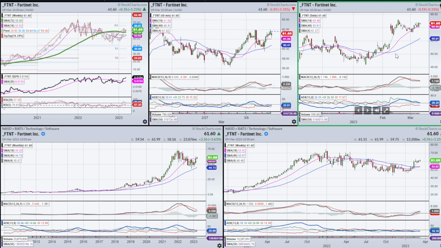Fortinet is actually a pretty attractive pattern. I like what's going on here. I just would love to see this pull back or pause a little bit more on the weekly. It's gotten a little overbought. If we can pause a little bit more, I think this is a pretty attractive one to keep an eye on.